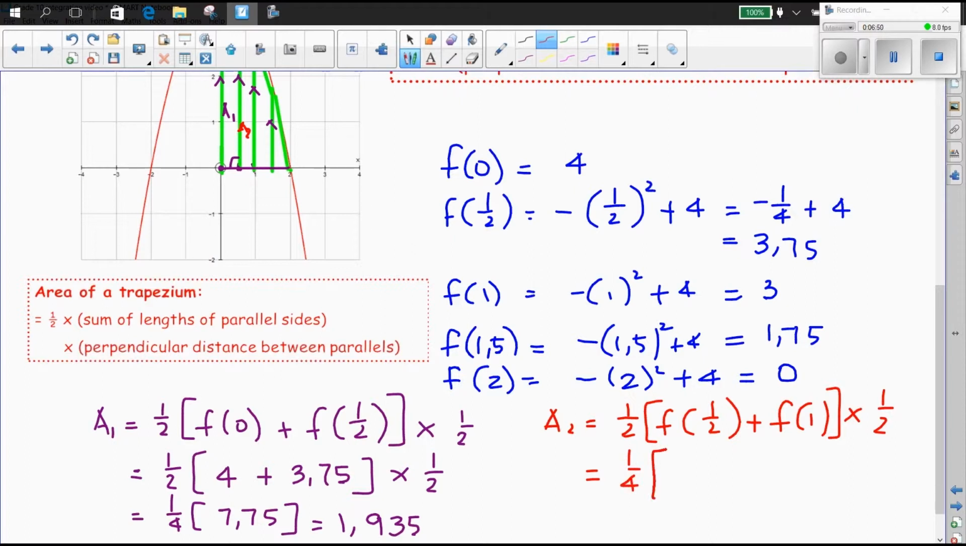The y value when x is a half, we've worked it out to be 3,75. And the y value when x is 1, we worked it out to be equal to 3. So this is going to be a quarter of 6,75, which gives me 1,6875.